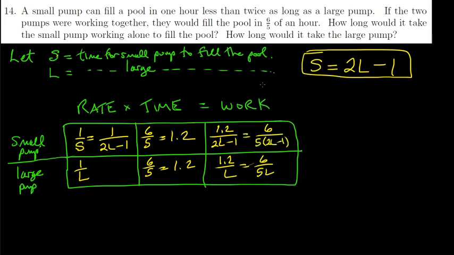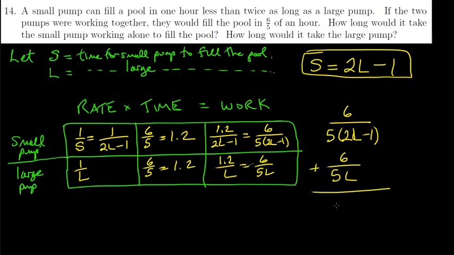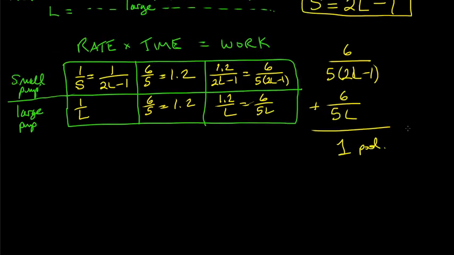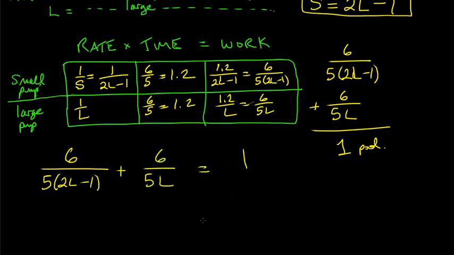I hope that's not too small. I'll write it bigger over here, right? So 6 over 5 times 2L minus 1. Right? And then for the large pump, the amount of work it does is 6 over 5 times L. So when you add those up, you should get one pool. Right? When they work together, they're filling one pool. So there's the equation. Maybe let's write it correctly here. 6 over 5 times 2L minus 1 plus 6 over 5L is equal to 1.